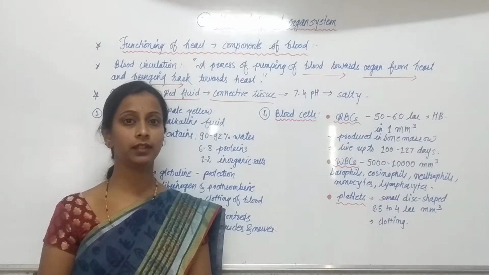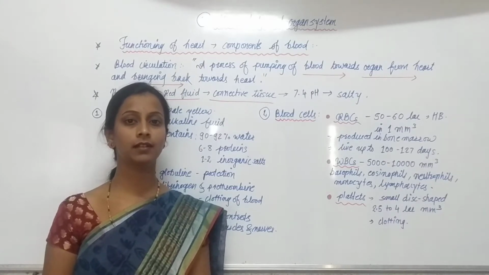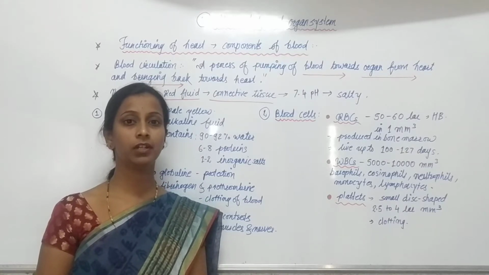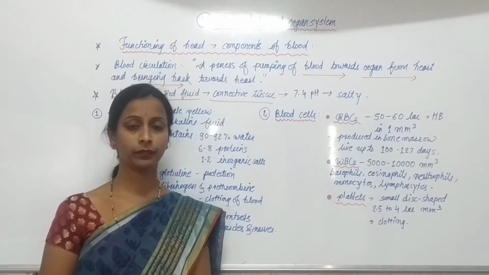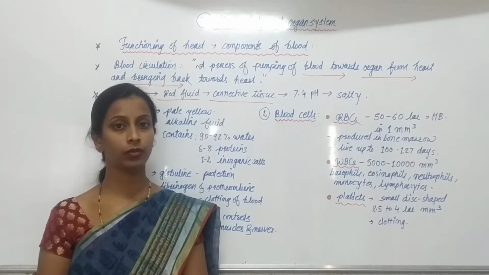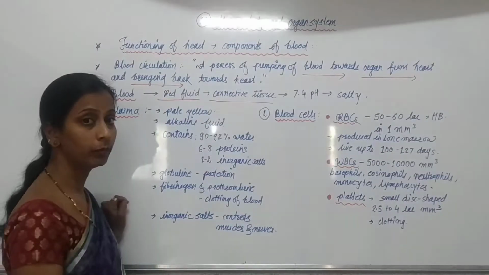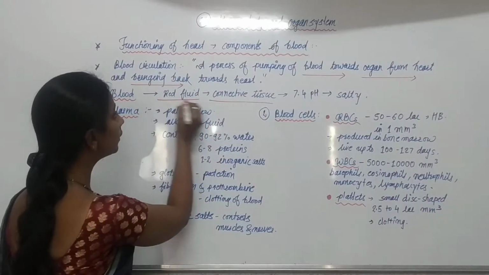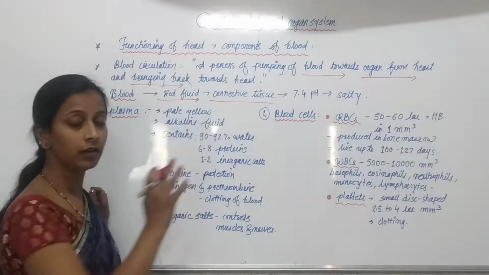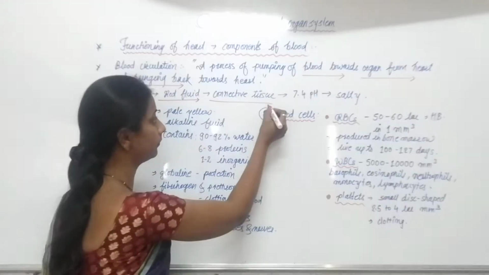So, human blood is red colored fluid. We know that blood is having red color. So, human blood is red colored fluid material which is made up of connective tissue. And oxygenated blood is having pH 7.4 and it is salty in taste. So, see here about blood. It is red colored fluid material. Blood is red colored fluid material which is made up of connective tissues.